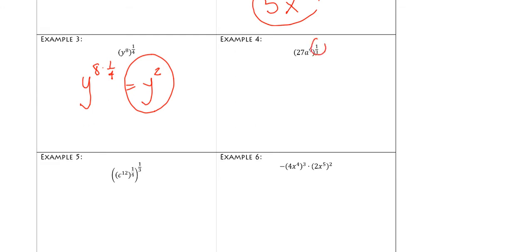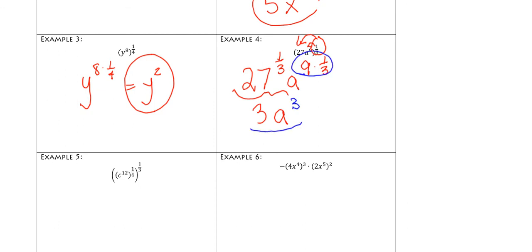Same idea for this one as we did in example 2. The 1/3 power needs to be raised to the 27, and also to the a to the 9th power. And since it's a power raised to a power, we multiply those exponents. 27 to the 1/3 power is 3. A is our base, and then 9 times 1/3 is 3. And that is our final answer.